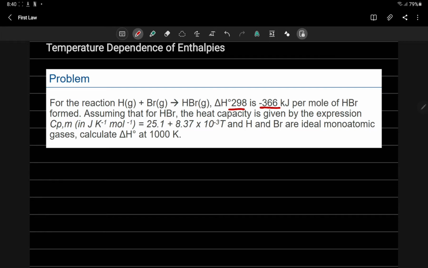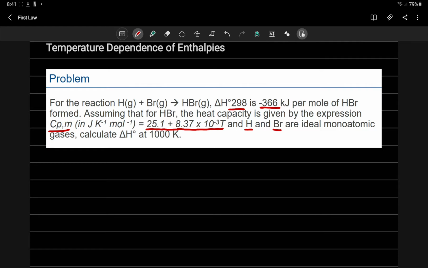And assuming na for HBr, yung heat capacity is given by a certain expression. So, ito yung heat capacity and you have the expression 25.1 plus 8.37 times 10 to the minus 3 T. And we are assuming here that both hydrogen and bromine are ideal monoatomic gases. So let's calculate delta H or the enthalpy at a higher temperature of 1000 Kelvin.